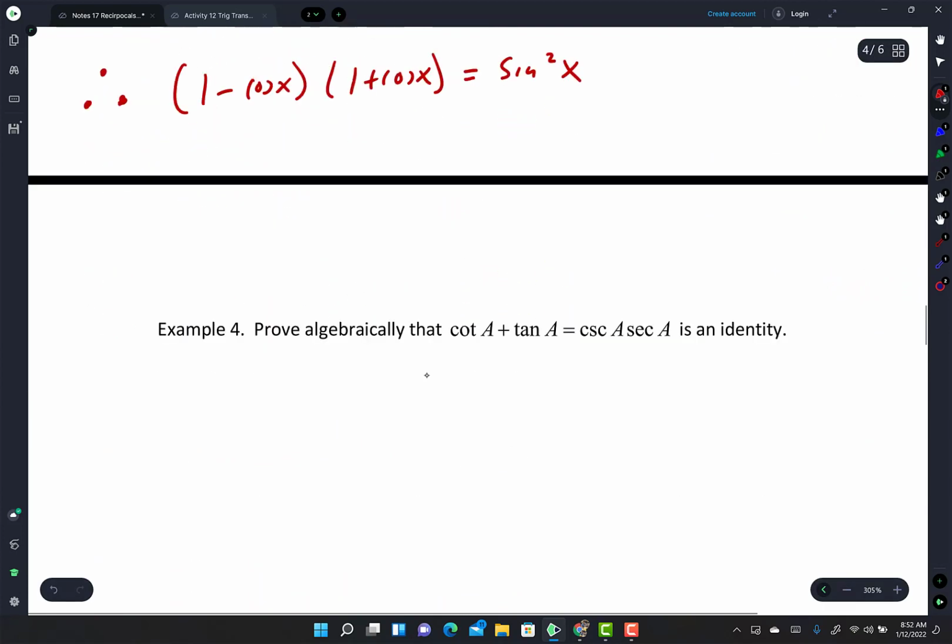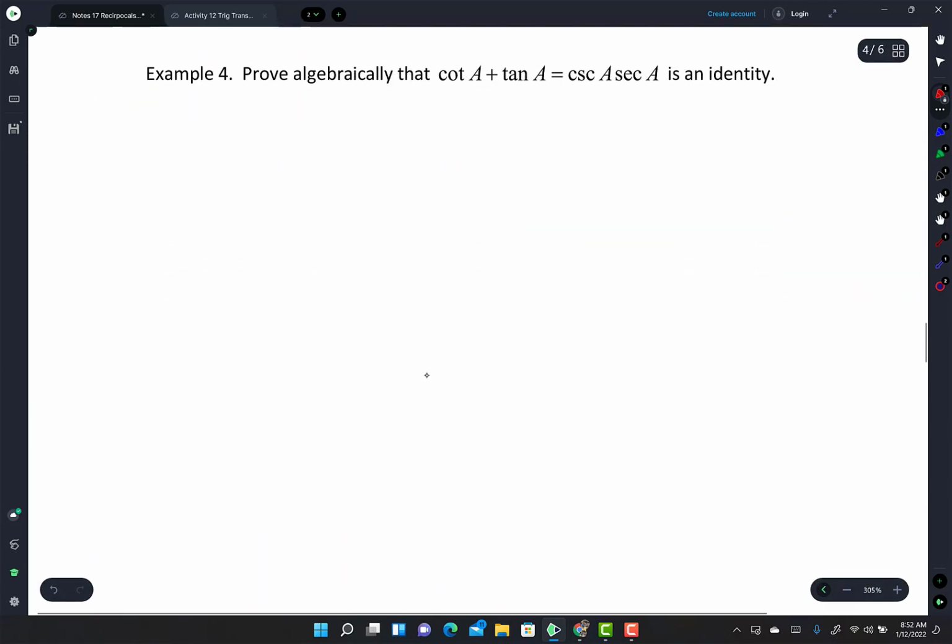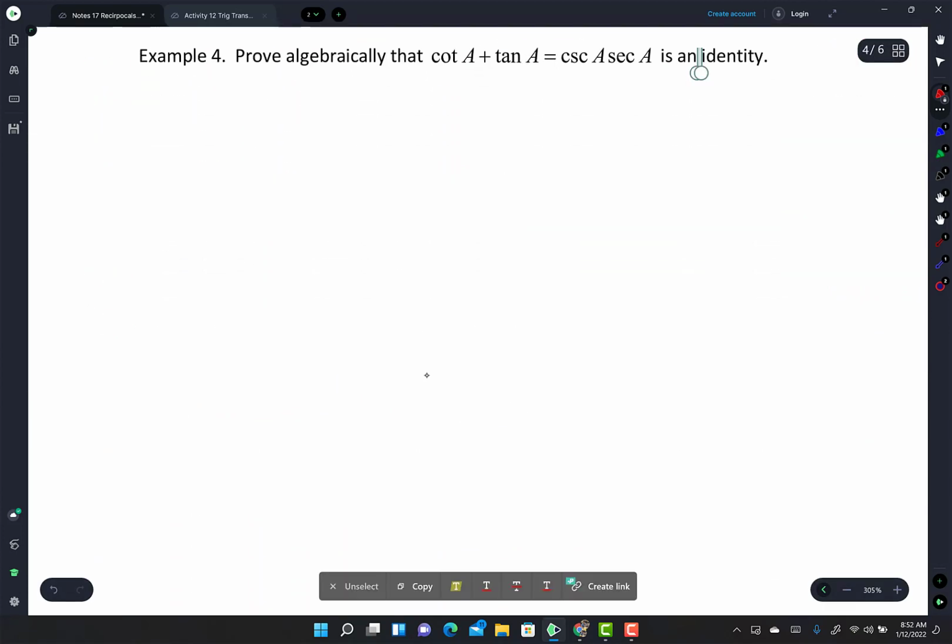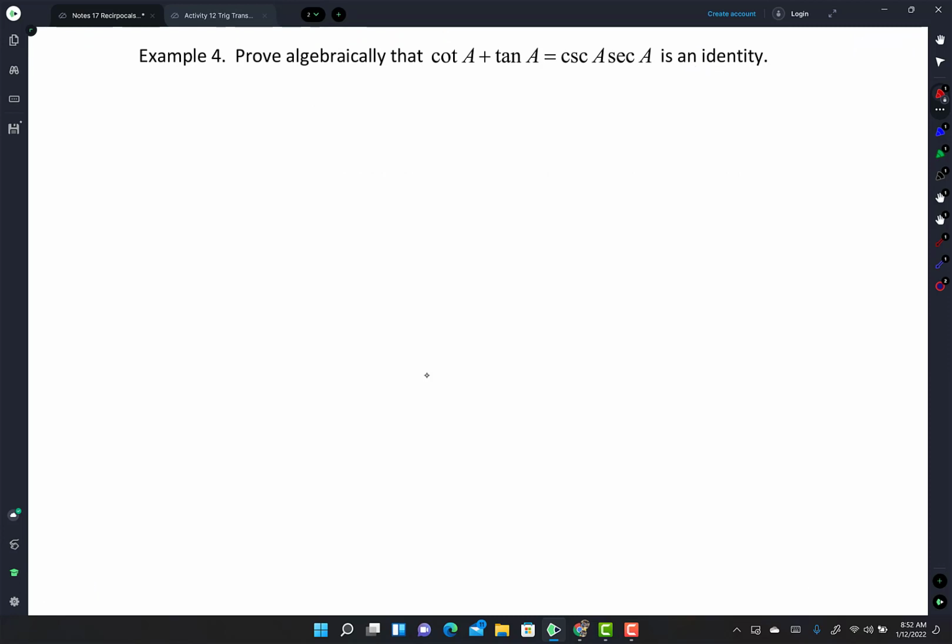Okay. All right. Don't worry. We're going to get more fun ones. We have 2 more, and then we're going to make you guys come up and all that good stuff. So it says prove algebraically that cotan A plus tan A equals cosecant A secant A is an identity. Y'all ready? I'm looking at the left-hand side. We could always look at the right-hand side, but I'm looking at the left-hand side, and I want to prove that that is the right. So I'm going to write cotan A plus tan A.